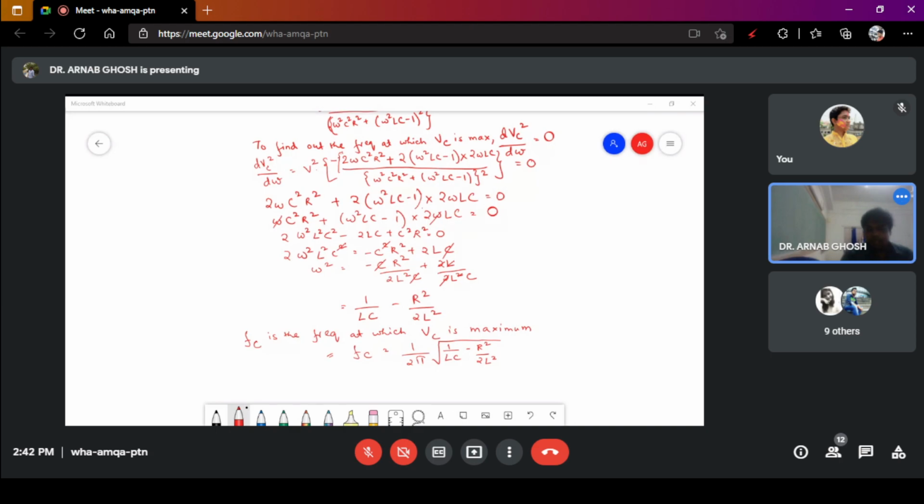So now, the resonant frequency. Your resonant frequency is given by Fr is 1 by 2 pi root over LC, right? So if you look at this, Fc will be less than Fr. Okay? Fc will be less than Fr.